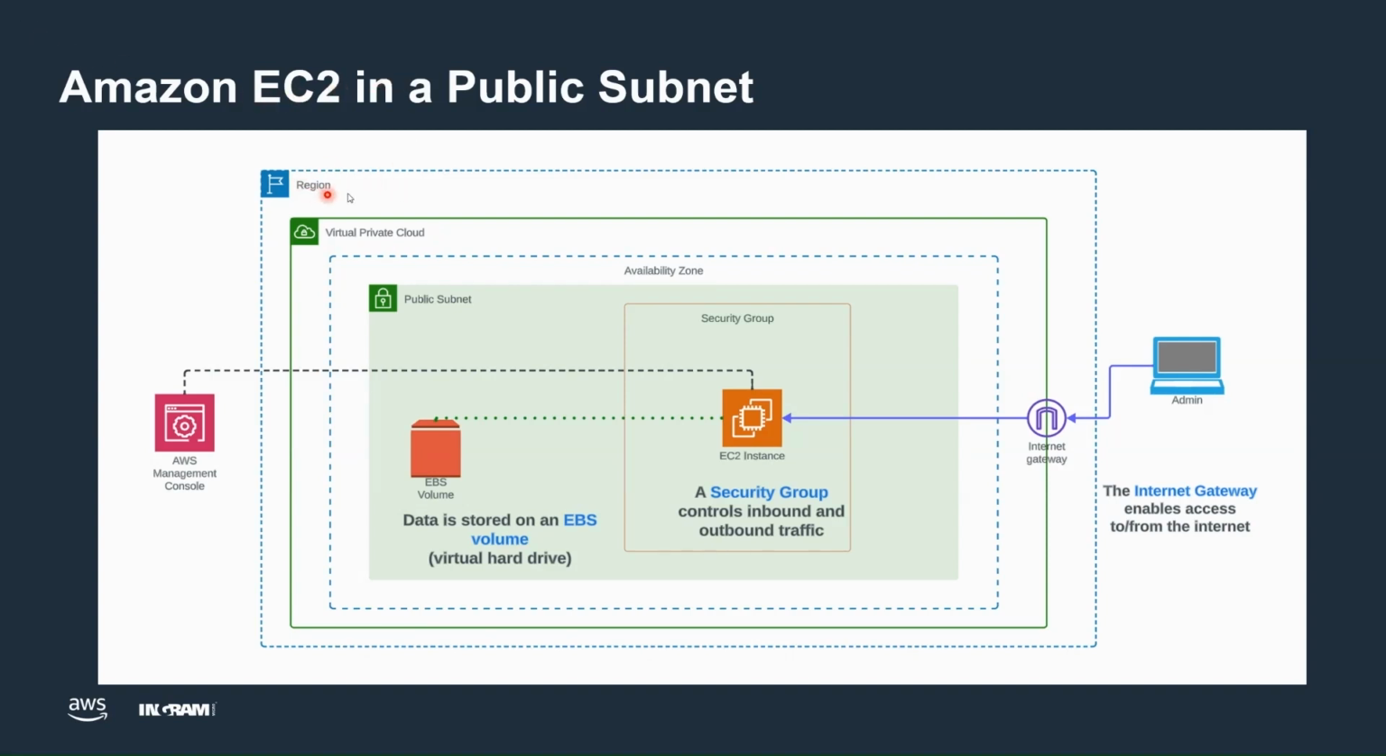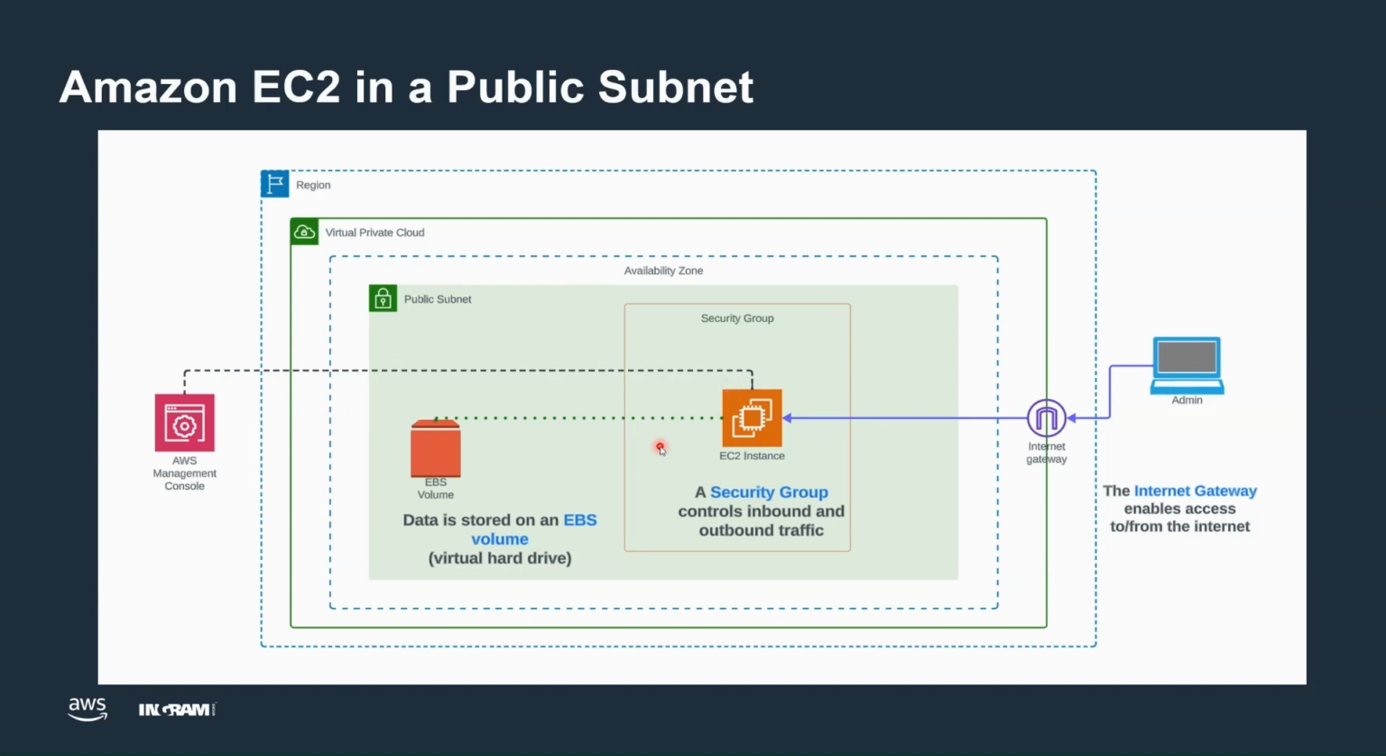So within a region, we have a VPC, Virtual Private Cloud. And within that VPC, we have availability zones. We just have the one showing here. We can then create subnets within the availability zone. We just have the one showing here in green. And we're going to use the default VPC, which already has the subnet set up for us. Then we're going to use the management console to launch an instance into one of those subnets.